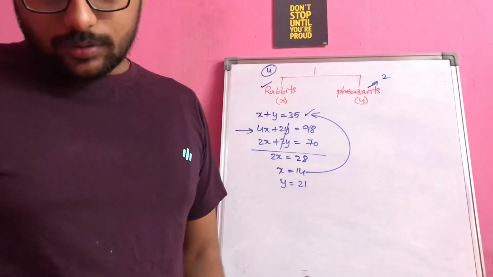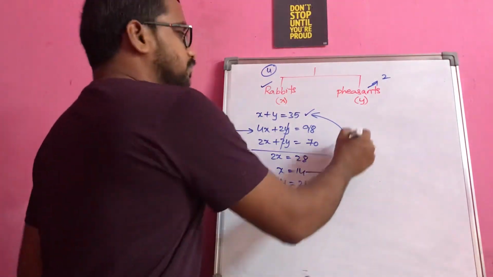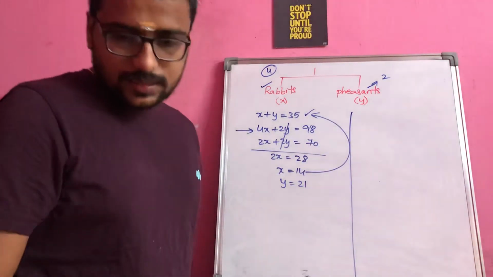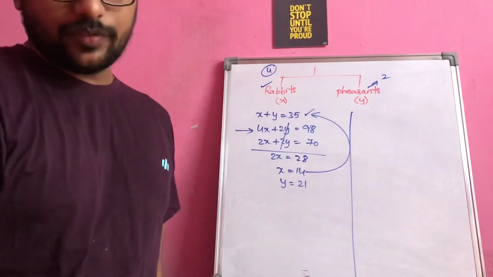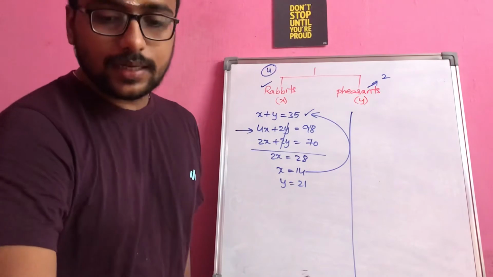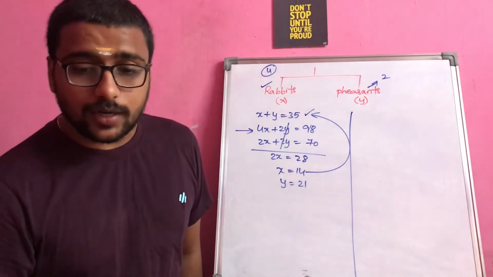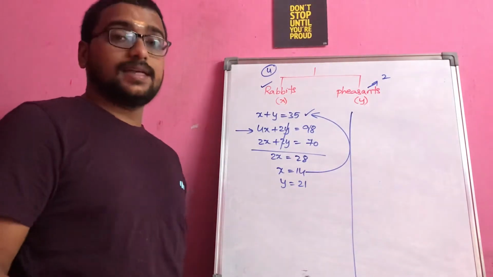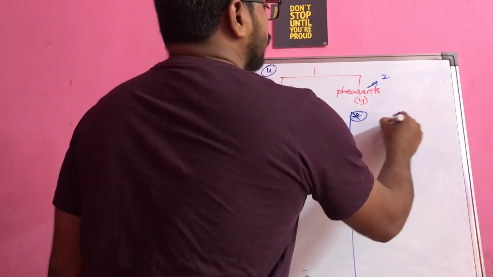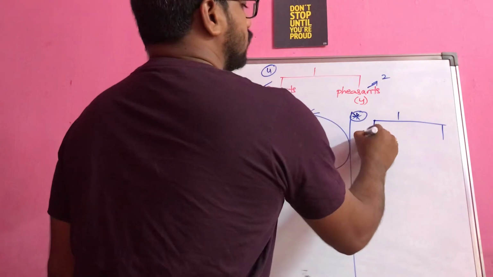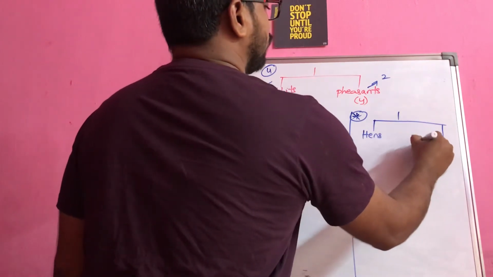Let us see one more. Let us try one more similar model. See this. A man, when asked how many hens and buffaloes he has, told that his animals have 120 eyes, 180 legs. Now see this. Here he is having again two animals, hens and buffaloes.